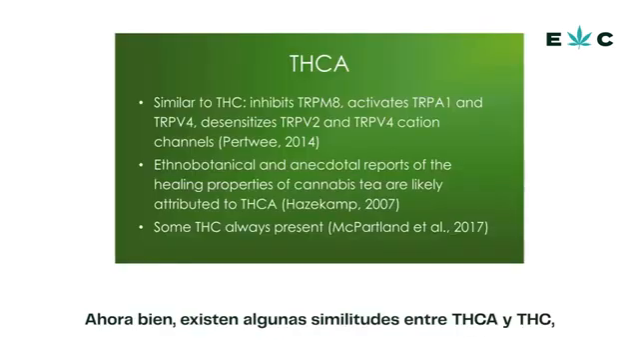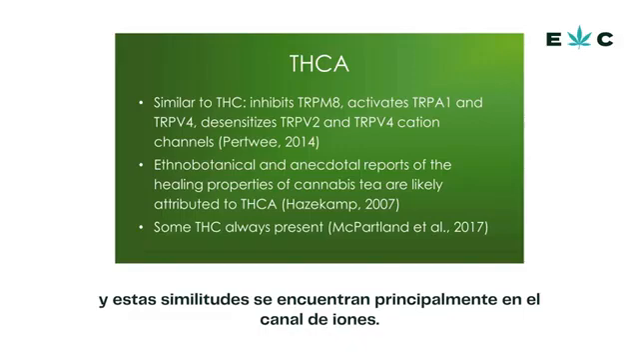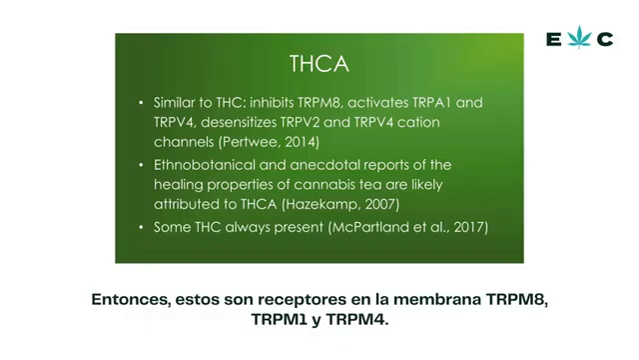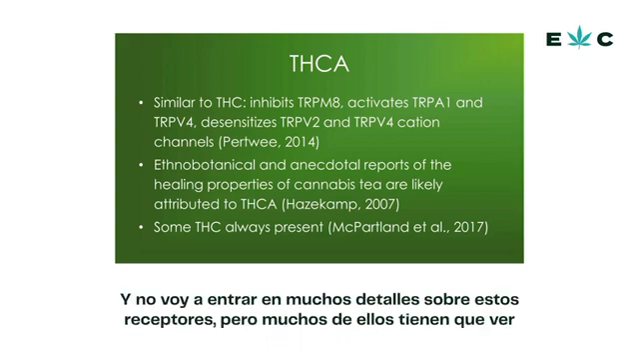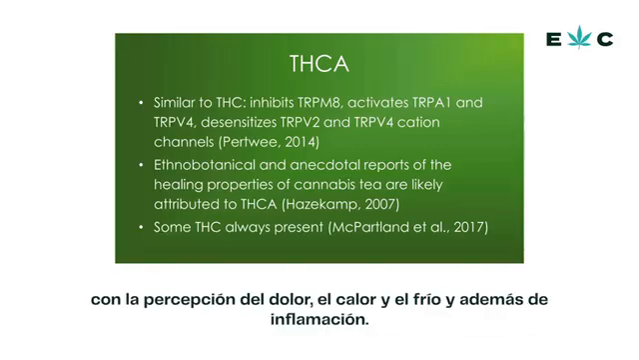Now, there are some similarities between THCA and THC. And these similarities are mostly around the ion channels. So these are receptors on the cell membrane that open and close ion gates, such as TRPM8, TRPA1, and TRPV4. I'm not going to get into a lot of detail on these receptors, but a lot of them have to do with the perception of pain and heat and cold, as well as inflammation.